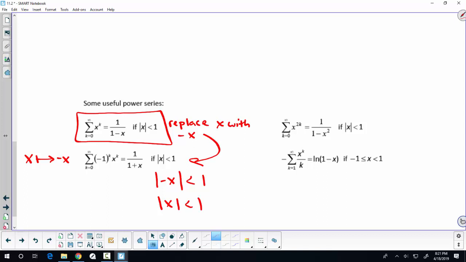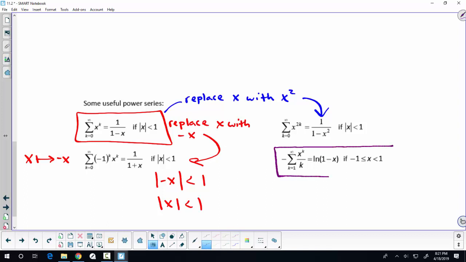What about the sum of x to the 2k? What did we replace with? Yeah, we replaced x with x squared. And then we get this series. It's just a replacement, obtaining a new series.